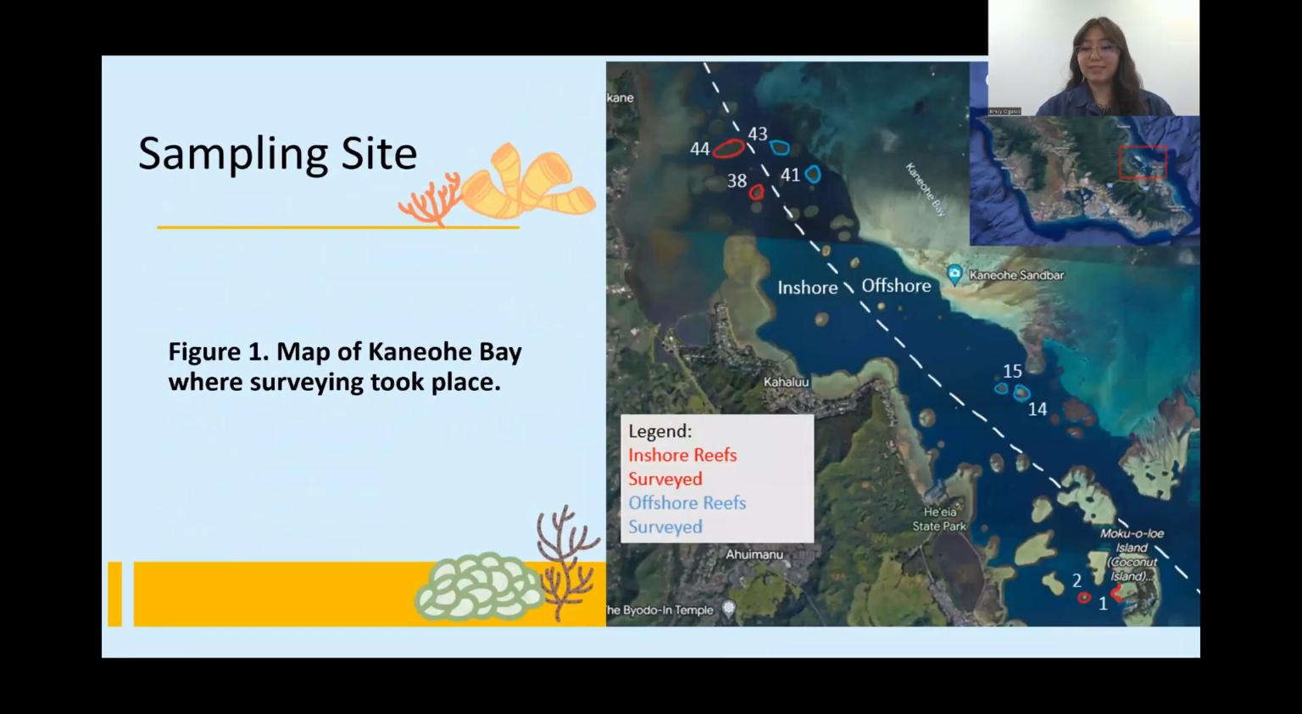So this is a map of my sampling site. Here we have a boundary separating inshore versus offshore reefs, and inshore reefs are in red, offshore reefs are in blue. And there were 8 total reefs used in this study.